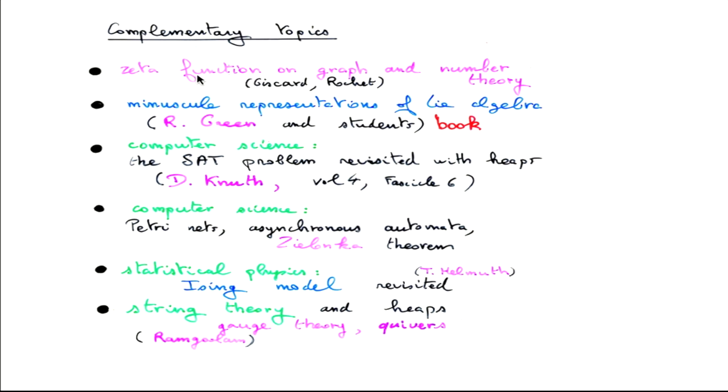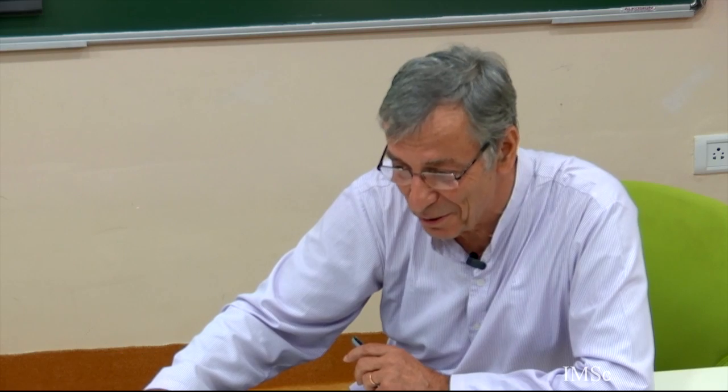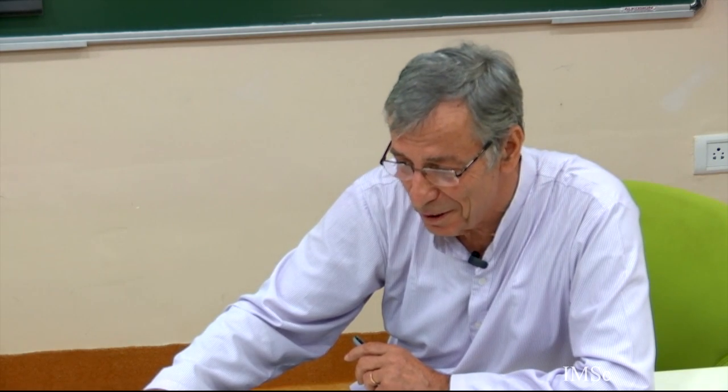So the zeta function of graphs and number series: you know the famous Riemann zeta function has been extended to graphs, and there is a book on the zeta function of graphs, and some people are extending all this using HIPS of cycles. So in a lot of the things I explain, there is a strong connection between graph theory and HIPS of cycles.